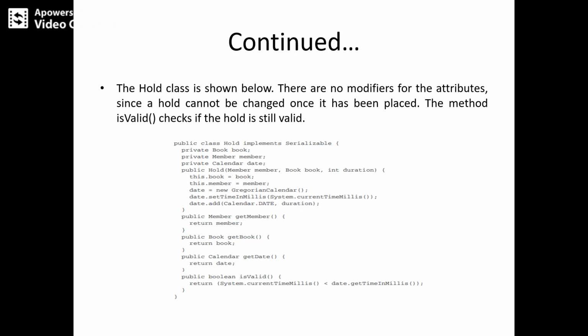Another is public calendar get date. This method is used to return the particular date, again in the prepared format we had seen in the previous slide, MMDDYY. The next is public boolean is valid. We are going to check the is valid method, whose return type is boolean. It returns whether the system dot current time in milliseconds is less than date dot get time. This condition is checked and returned in the hold class.